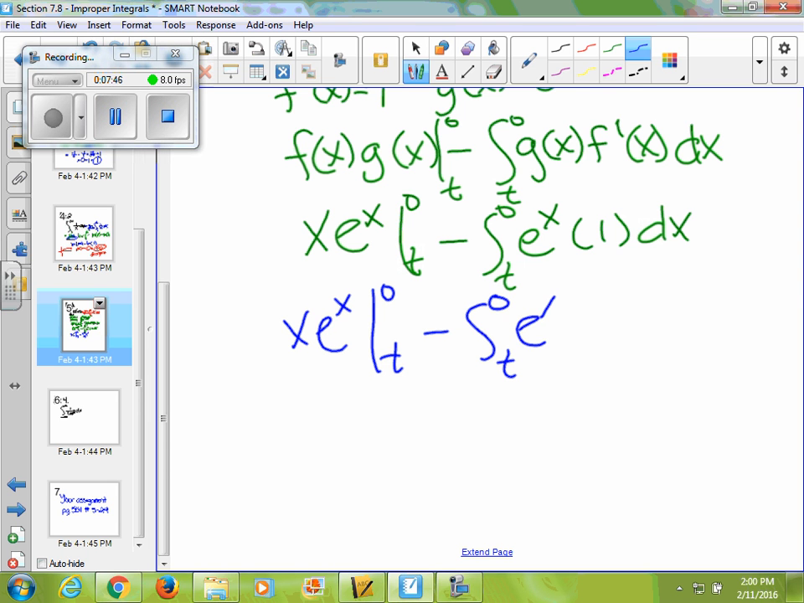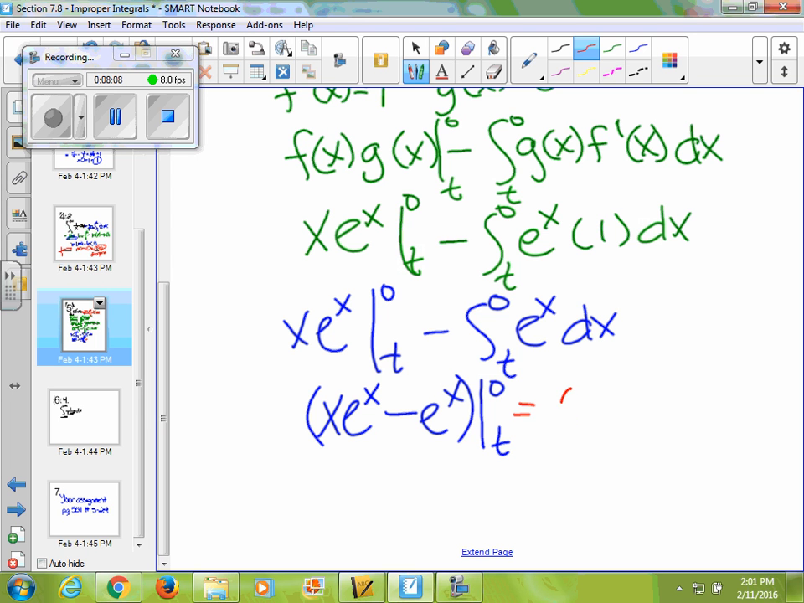E to the x times 1 is just e to the x. So I just have the integral of e to the x. And what is the integral of e to the x? E to the x. So I'm still evaluating all of that from 0 to t. So I'm plugging that stuff in.